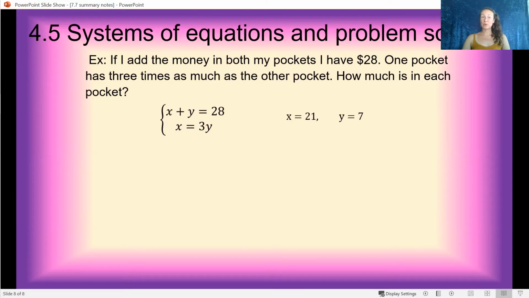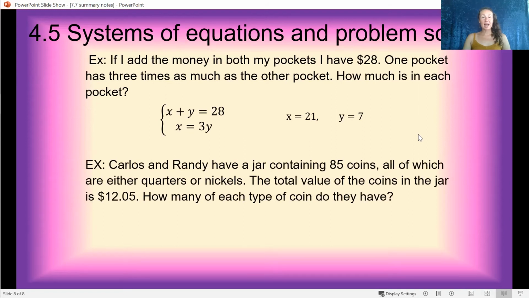You have to create your own equations. If you're getting stuck creating your own equations, make sure you have first assigned a variable to each quantity so that you have a piece to grab onto to use in your equation. Let's do one more example.